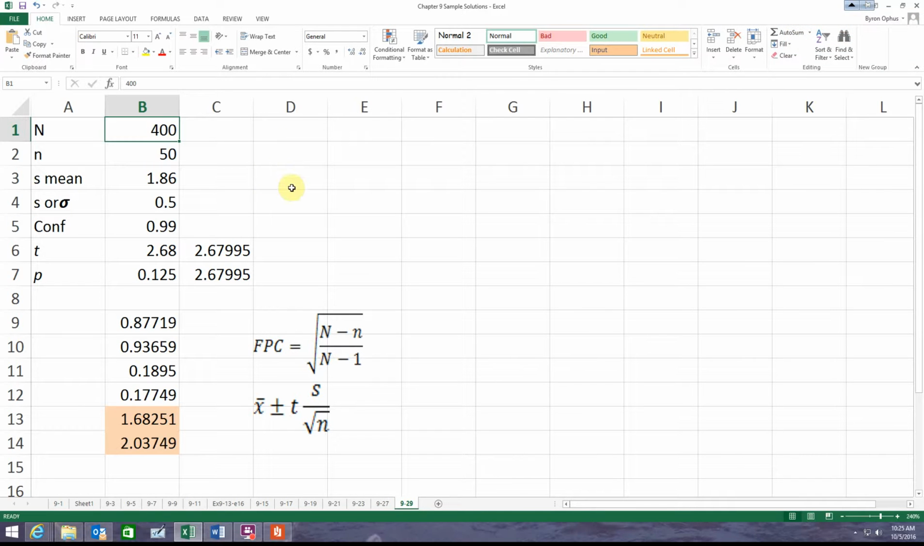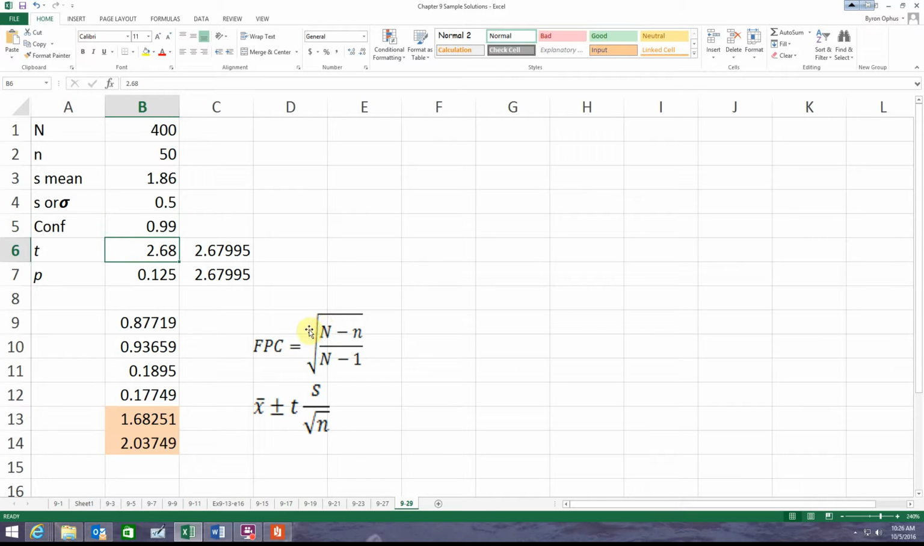But soft drinks, anyhow. I didn't say all these examples were realistic, but anyhow, standard deviation of 0.50, right? Develop a 99% confidence level. So again, let's get my data in there. I've got big N of 400. That's my population. My sample size was 50. My mean is 1.86. That's given to me, and they give me my standard deviation, and they tell me I'm at a confidence level of 99%.